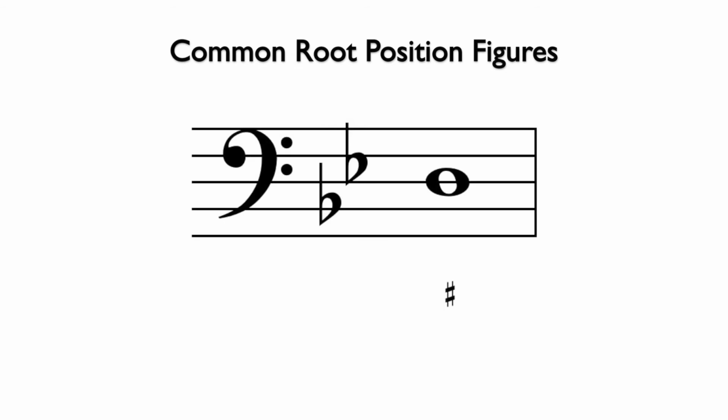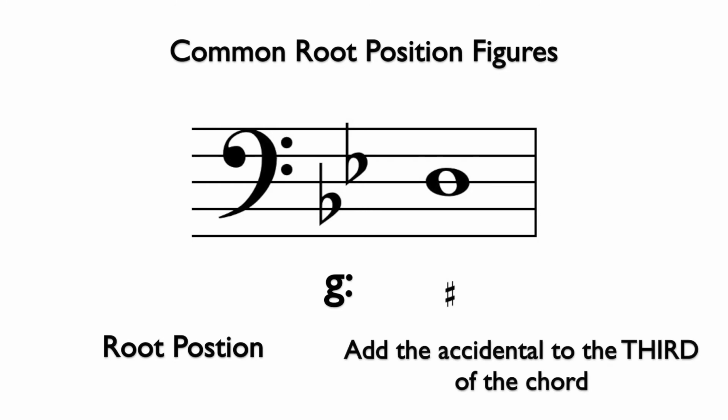For example, here we have a D note in the bass in the key of G minor. This figure tells us that the chord is in root position, and the sharp tells us to add the sharp to the third of the chord. We will therefore have the D root, F sharp as the third, and A as the fifth. This is a D major chord or a 5 chord in the key of G minor. This type of figure is often found on a 5 chord in a minor key, indicating the raised 7th note or leading tone to the key.